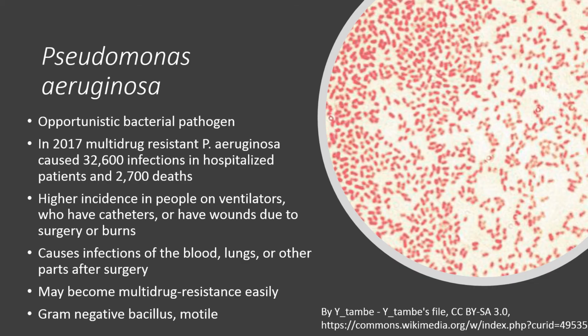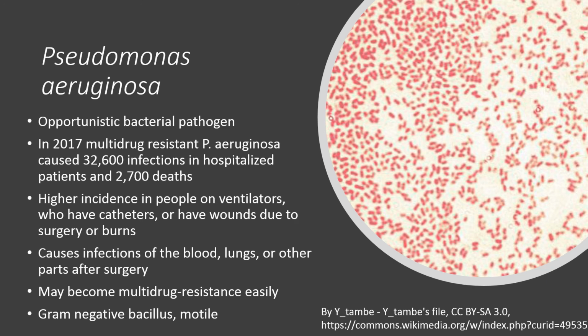The last microbe is Pseudomonas aeruginosa. This is another opportunistic bacterial pathogen, and in 2017, a multi-drug resistant P. aeruginosa strain caused 32,600 infections in hospitalized patients and about 2,700 deaths. We tend to find a higher incidence of this bacterium in people who are on ventilators, people who have catheters, or have wounds due to surgery or extensive burns on their body. It causes infections of the blood, the lungs, and other parts of the body after surgery.